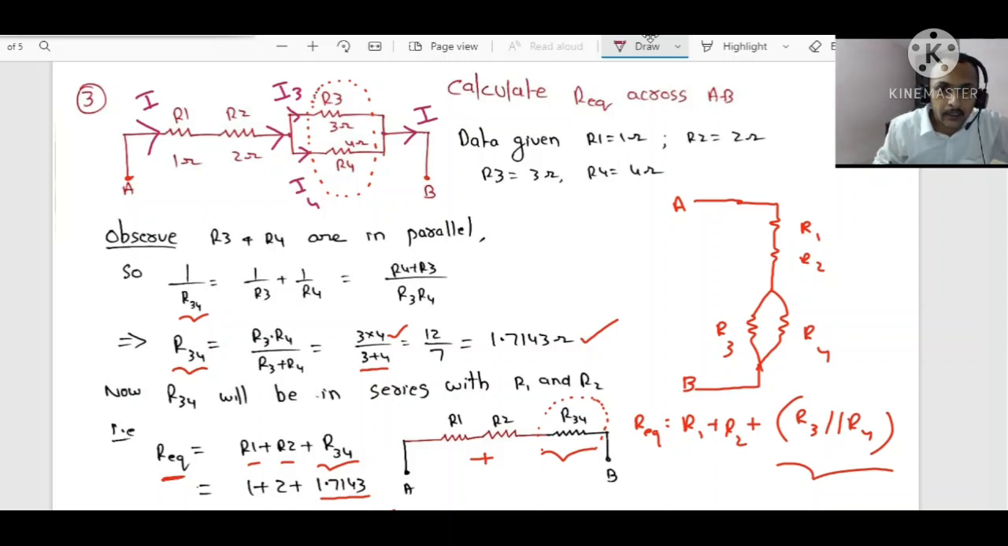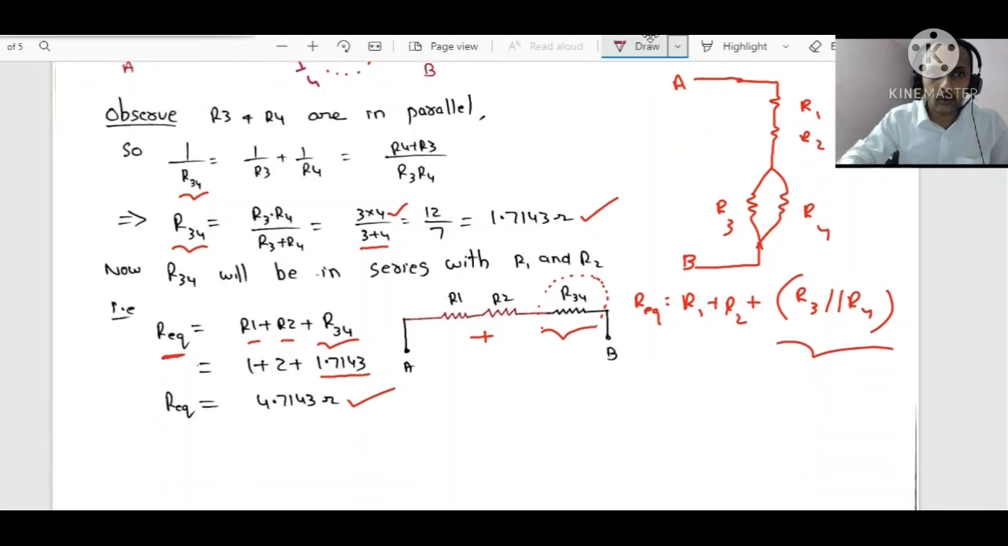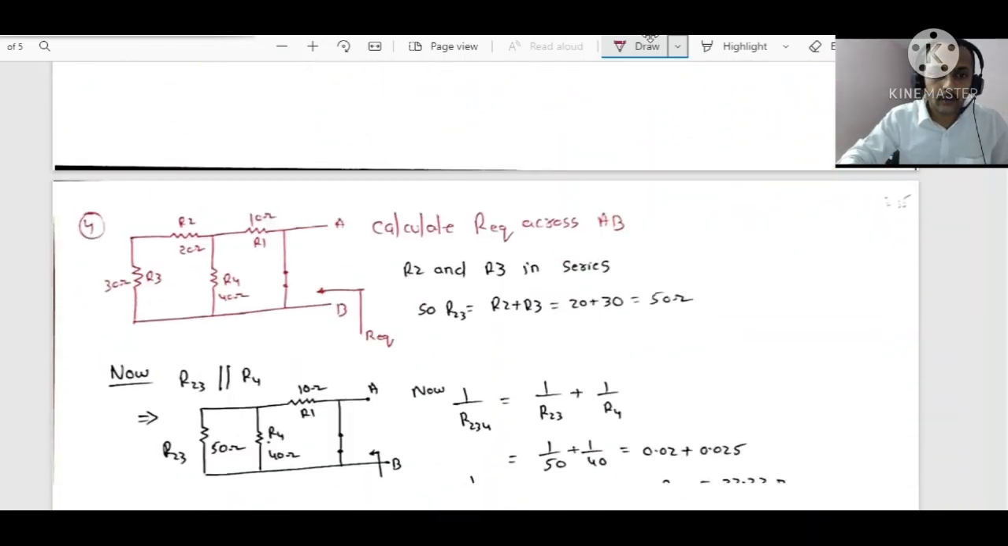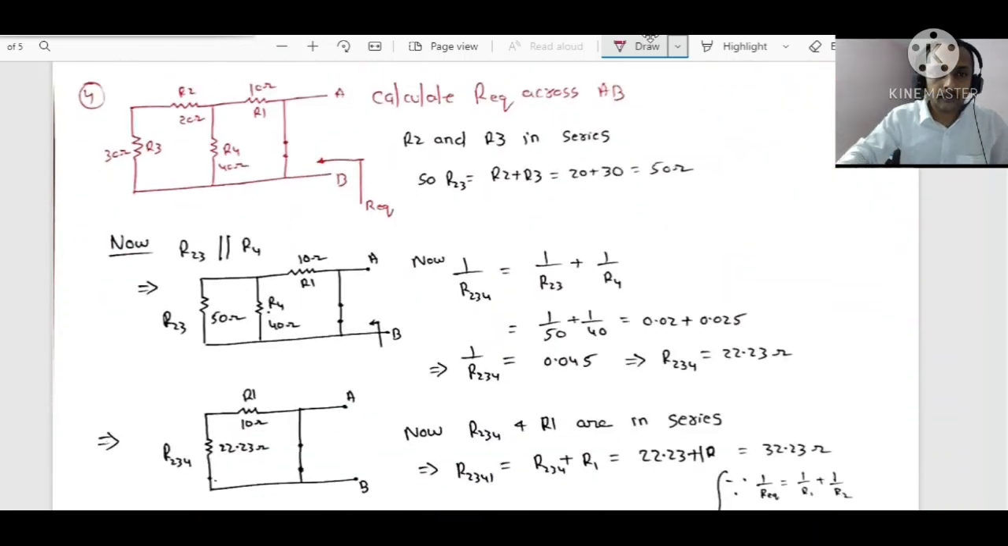For this entire set, the entering current is I and the leaving current is also I. If you have a doubt, otherwise not required that much. On looking at it itself, you can say which two are in series and which two are in parallel. Now this is one more important problem.